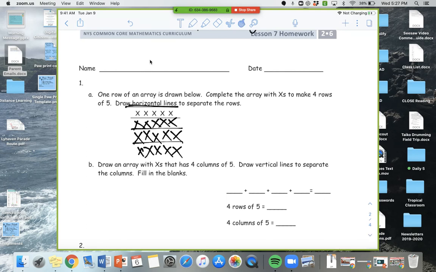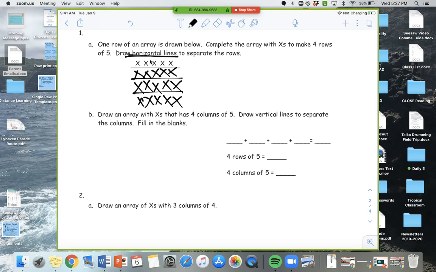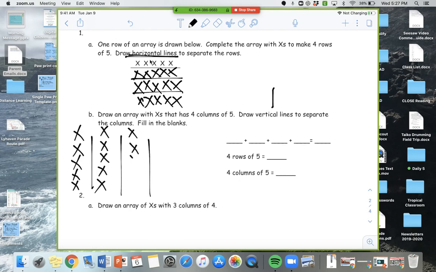Now question B is draw an array with x's that has 4 columns of 5. It says draw vertical lines, which are like that. I'm going to draw my vertical lines first because I like to keep track. So 4 columns of 5. 1, 2, 3, 4, 5 for each column. This is exactly what we just did. Okay, so I should have 5 in each. I like to go back and check, because sometimes you might miss an x.